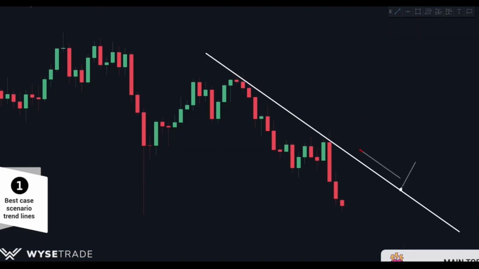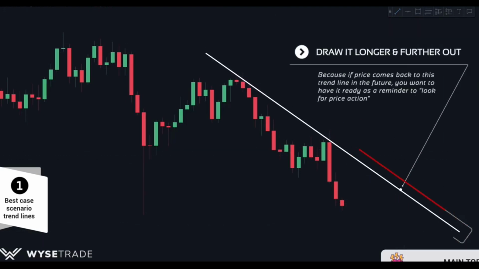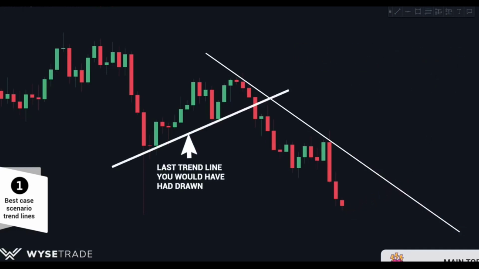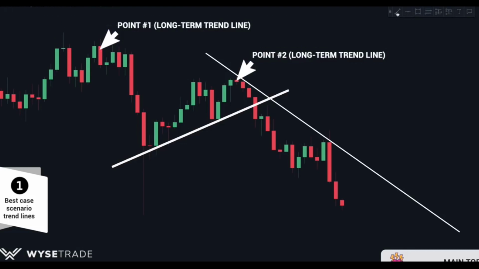Also, make sure when you draw your trend line to have it extended further down, because if price makes it back up to this trend line in the future, you want to have it ready there as a reminder to look. So here was your last trend line that would have been drawn before price broke the trend line. Now, if you want, you can also draw this longer term trend line along these higher points like this.